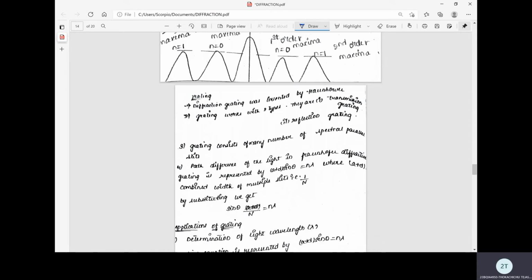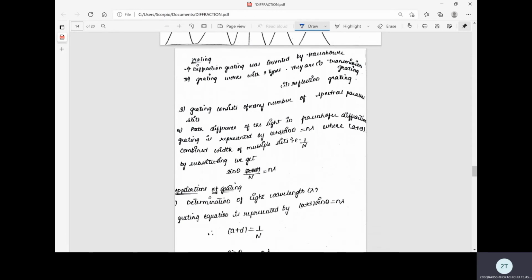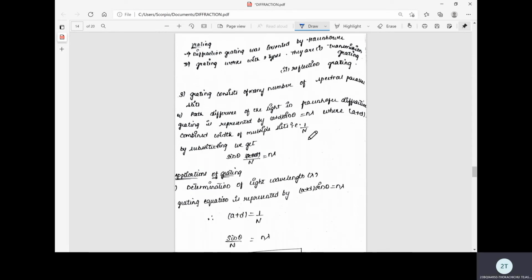Now let's see the next topic, which is grating. The main points of this concept are: the diffraction grating was first invented by Fraunhofer, who is the main scientist in this chapter, and gratings are of two types, transmission grating and reflection grating. A grating consists of a huge number of spectral parallel slits, like how we saw different numbers of slits in the previous experiment.